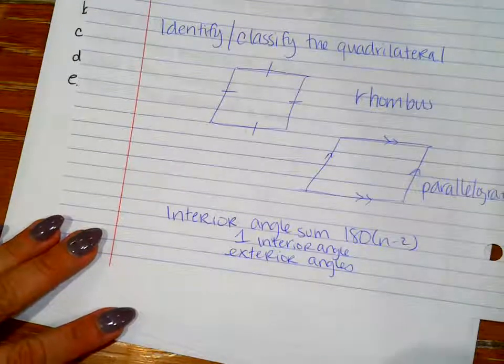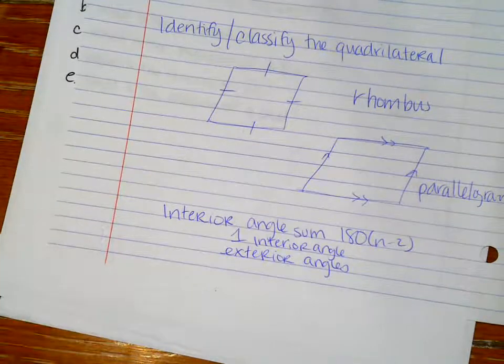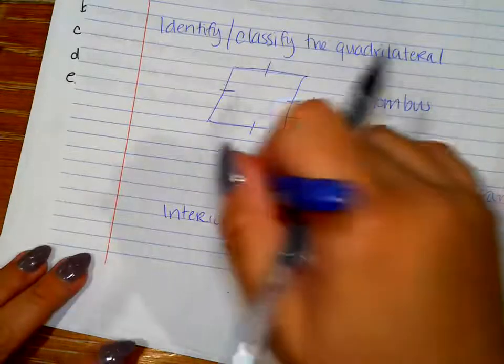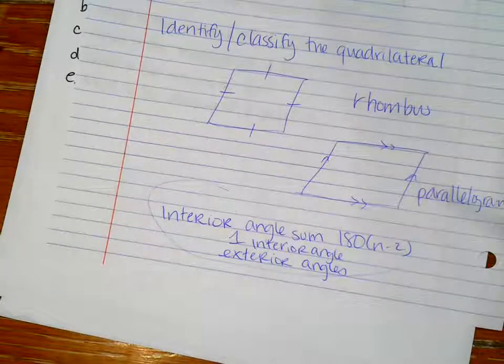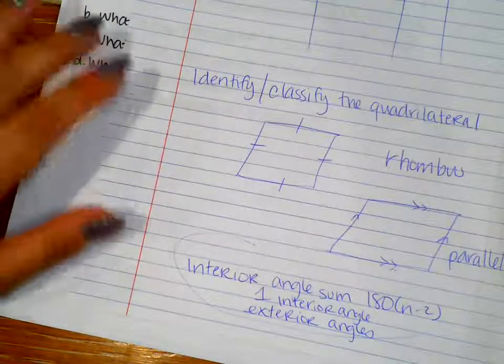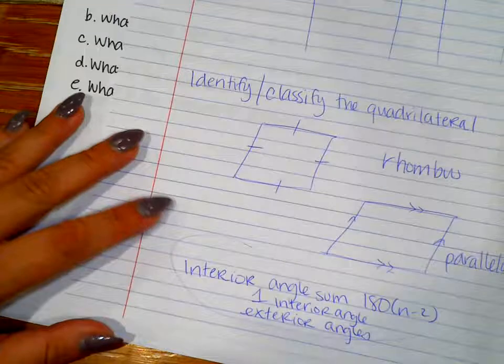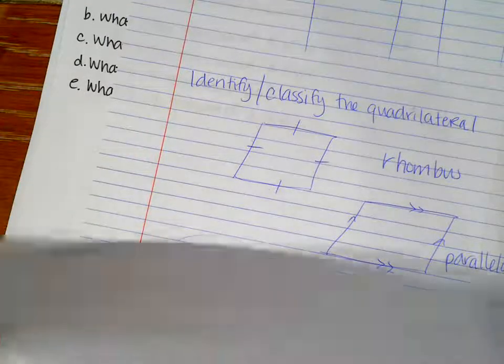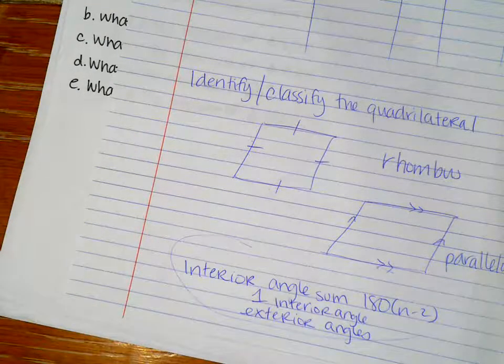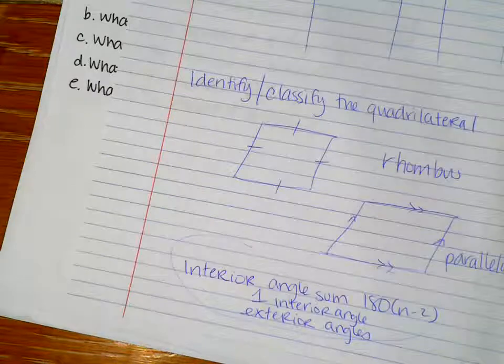Can we go over that one more time? What do you want me to go over? Like this stuff, interior angle sum? All right, I'll go over interior angle sum. Let's do this one. Let me do this one real quick.